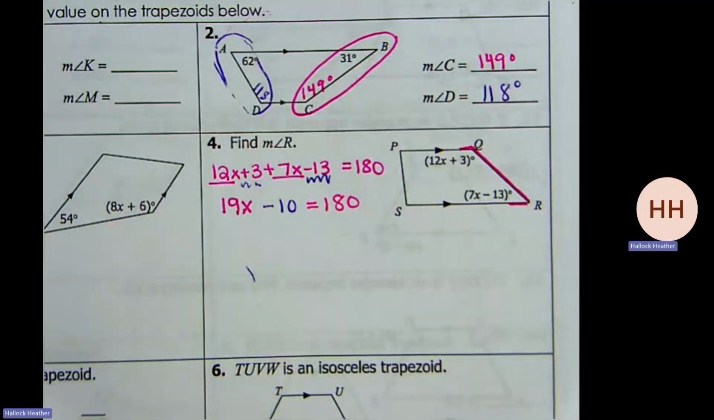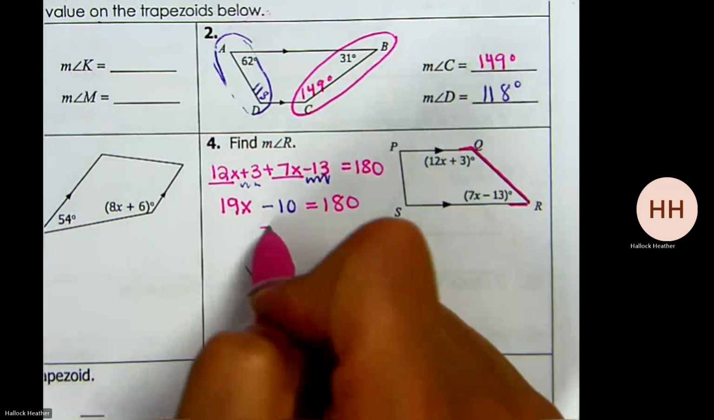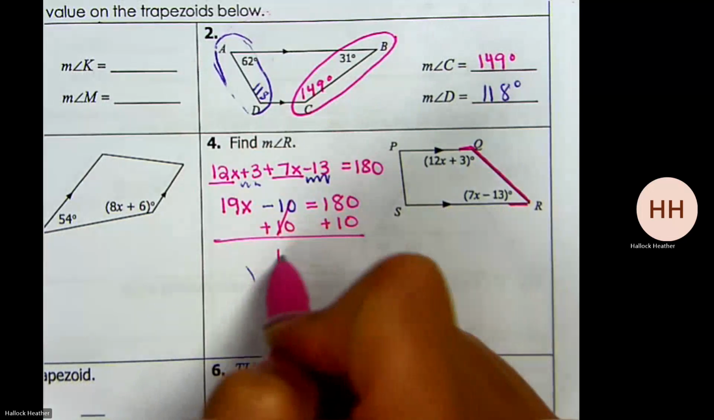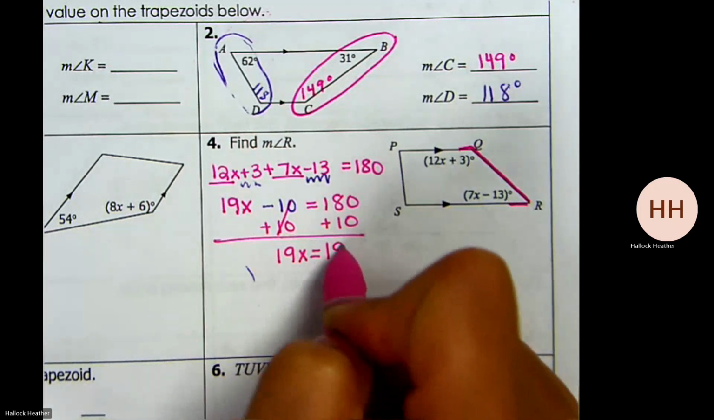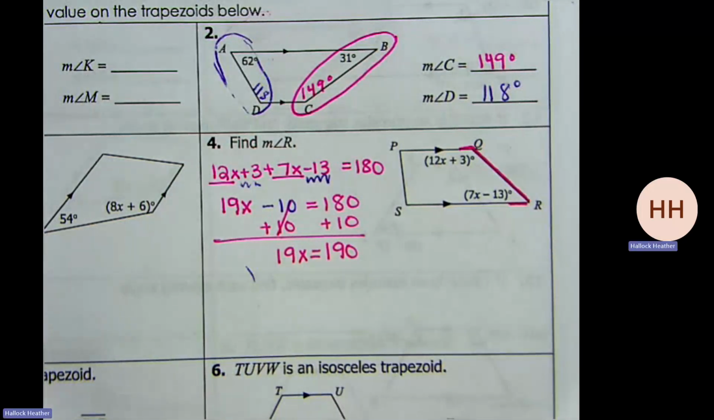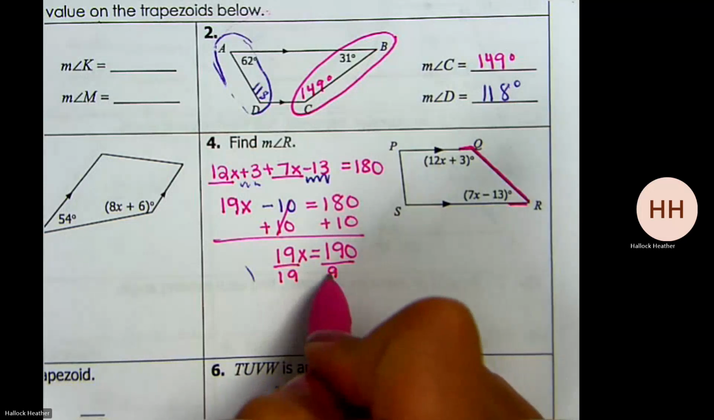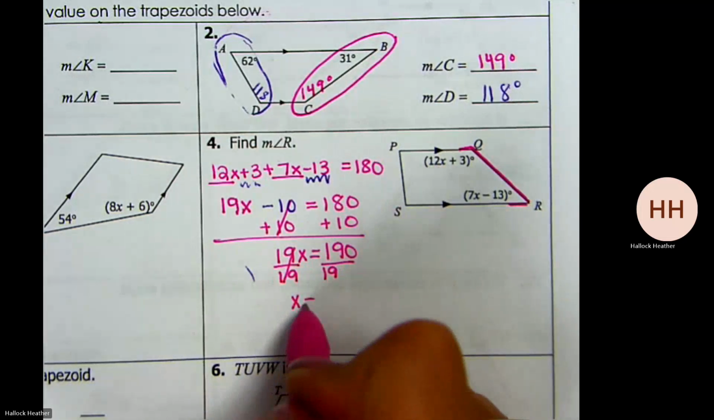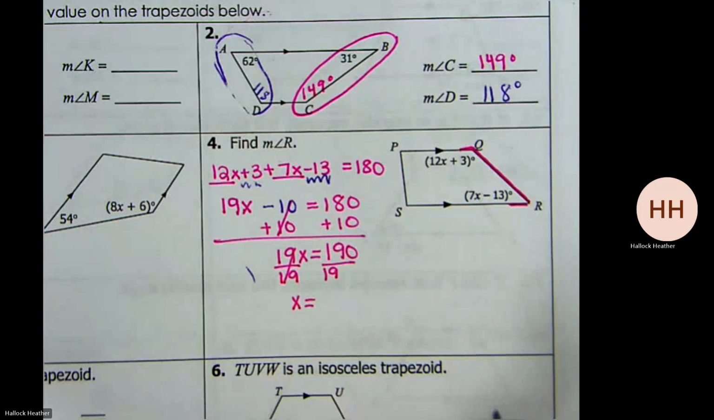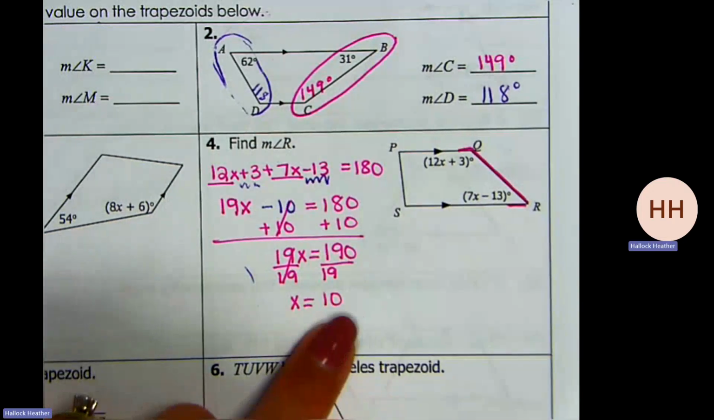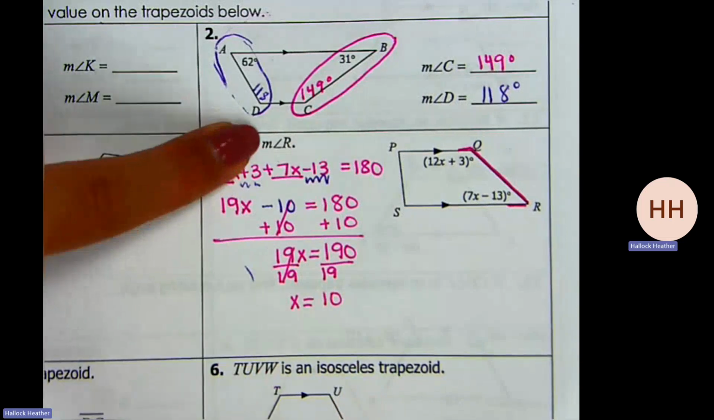And now it's a 2-step equation like they've all been coming to. So I'm going to add 10 and then I'm going to divide. 180 plus 10 makes 190. And then I'm going to divide by 19 on both sides. So x is 10.